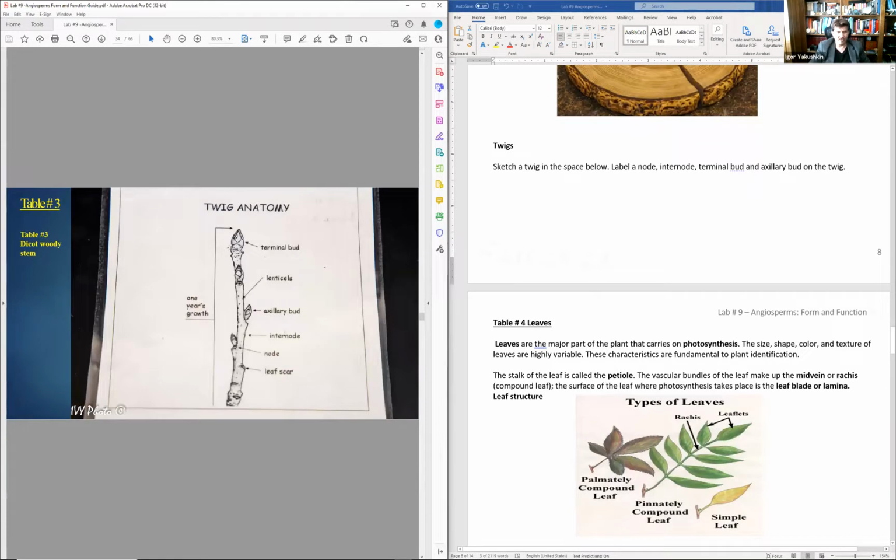And this is a twig, yeah, terminal bud. Just in this particular case, on the bamboo shoot, it was cut off. But we can clearly see the internodes, we can see the axillary buds, and we can see the attachment. Well, the leaves will be attached right here, so that would be the nodes.